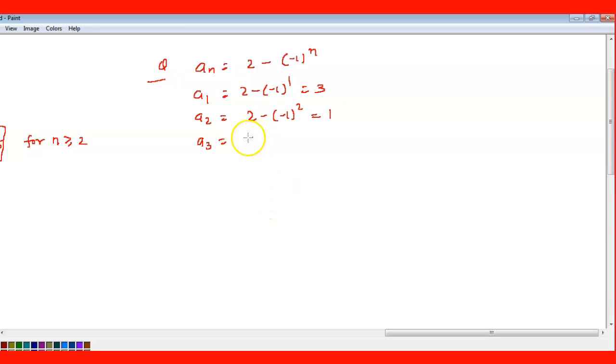So a3, if you put here, we'll get how much? 2 minus 1 to the power of 3. So this is negative, again 3 only, and a4 is again 1 only, right? And so on. This an we already know is 2 minus 1 to the power of n. What will be an plus 1? 2 minus 1 to the power of n plus 1, right? Just replace n with n plus 1.